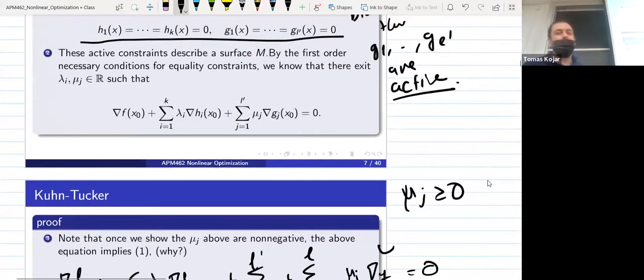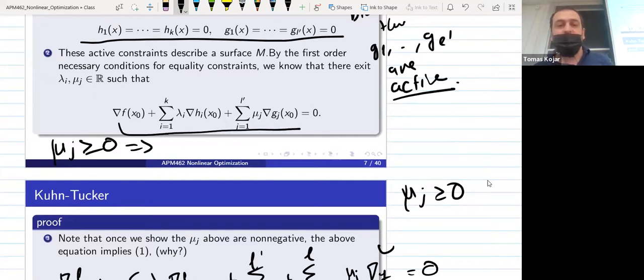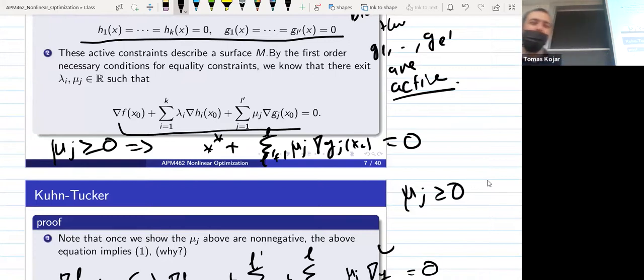But if I prove to you that all the mu j's are non-negative, then I'm getting the full thing. Then I'm getting this guy, call it star, plus the sum from 1 to L of mu j gradient of g j at x naught is 0. But to do this, I need them to be all non-negative.